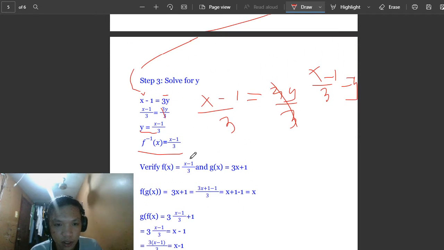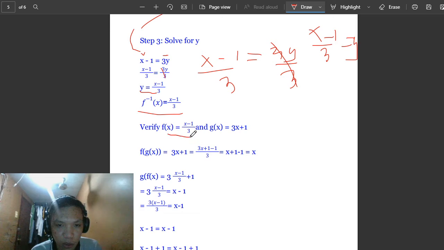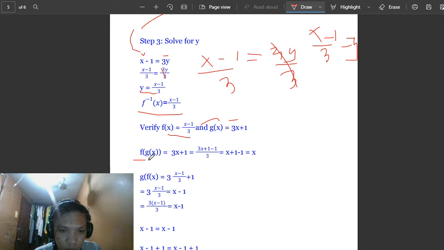To verify it, simply f of x is equal to x minus 1 over 3 and g of x is equal to 3x plus 1. So f of g of x is equal to 3x plus 1.